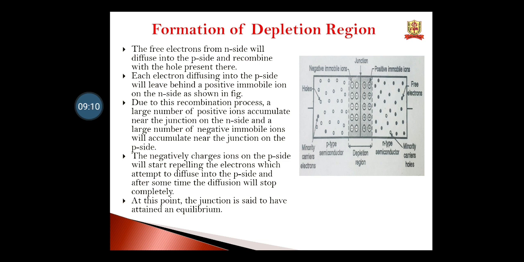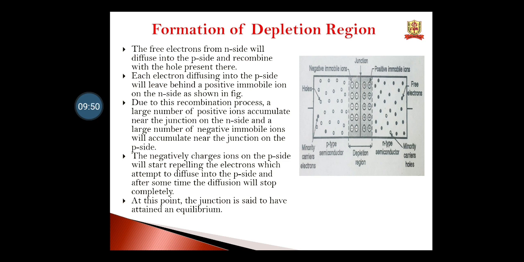And due to the recombination process, a large number of positive ions accumulate near the junction on the N side, and a large number of negative immobile ions will accumulate near the junction on the P side, because these holes will try to move towards the N side, and while diffusing they recombine with electrons, and a negative immobile ion is formed on the P side, as you can see here in the figure. So these are the immobile ions with no mobile charge.